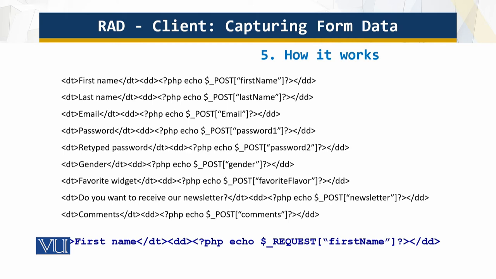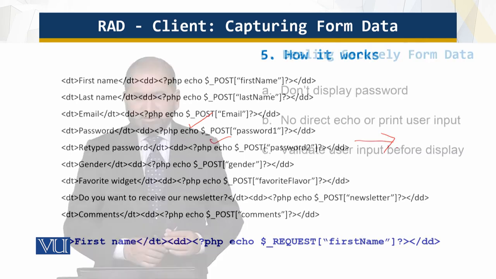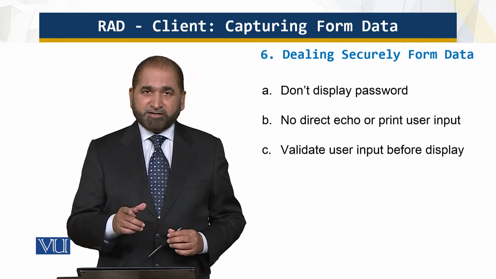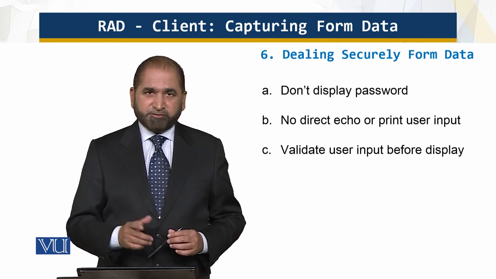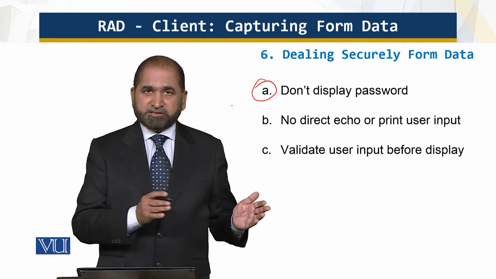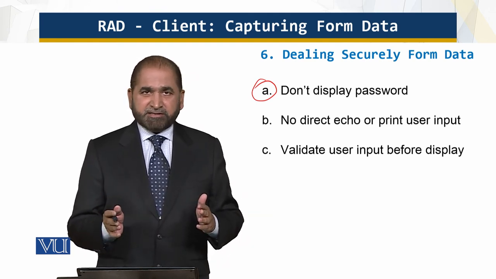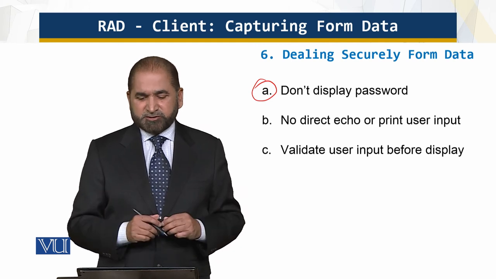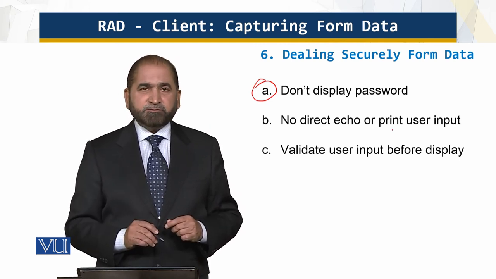Basically we have this POST working over here, and we have this email address, and you can see it is displayed over here, with echo also. This is how it's working, and this is done dynamically. Dealing securely with the form data, what is to be carefully observed? Don't display the passwords, of course. When you generate that dynamic page which carried the data from the previous page, the password is not going to be displayed. No direct echo or print of user input.